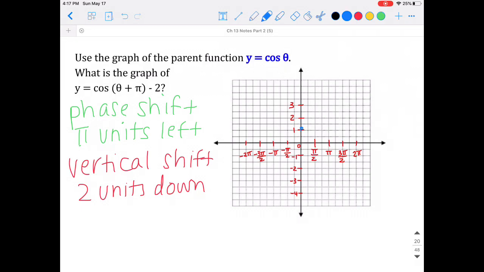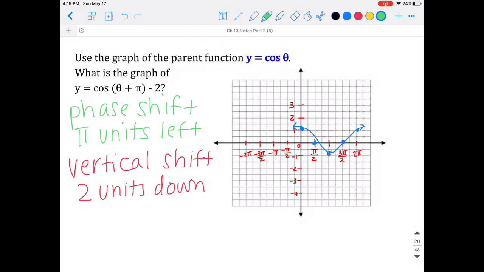at positive 1. From there, we're using a similar pattern to what we do with sine, where we go from the maximum to 0, to the minimum, to 0, back to the maximum. So one cycle of our parent function looks like this. Now we can think about our translations for our new function, y equals cosine of theta plus pi minus 2.